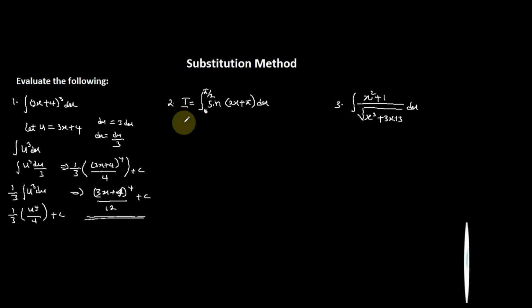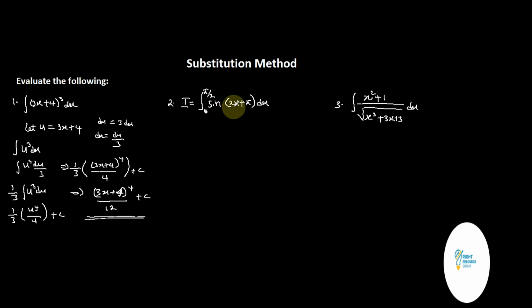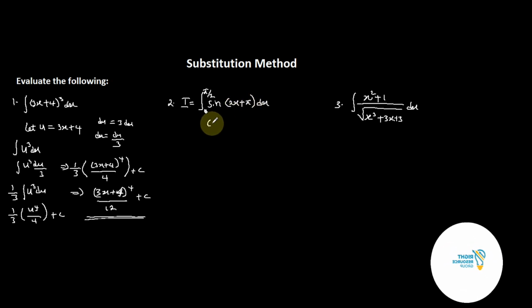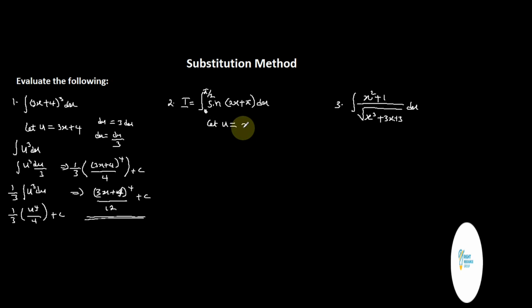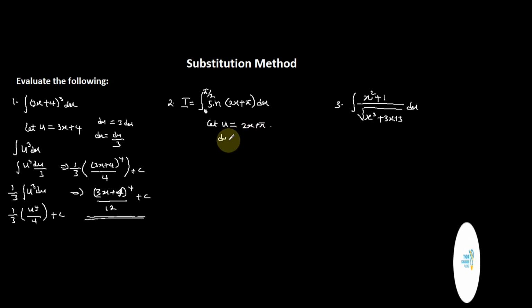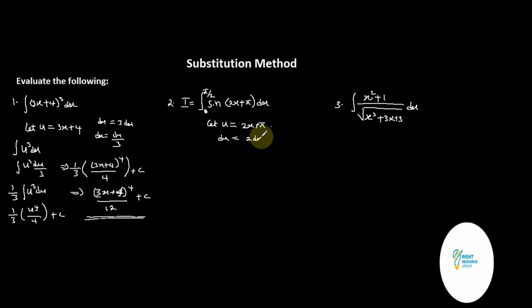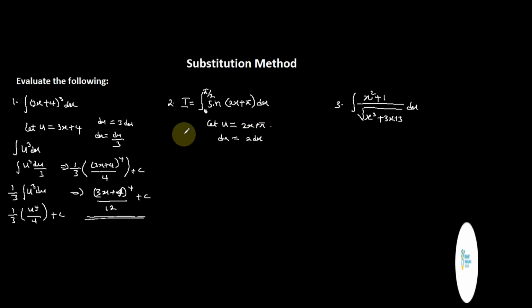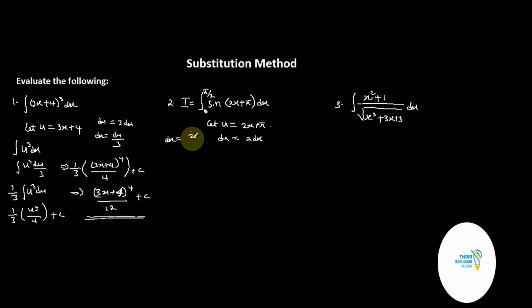So let's look at our example 2 here. Now we have our inner function to be 2x plus pi. So let u be equal to 2x plus pi. Now if we differentiate 2x plus pi with respect to x, du will be equal to 2 dx. Of course, pi here is a constant, so it's going to give us 0. So now we have dx to be equal to du over 2.